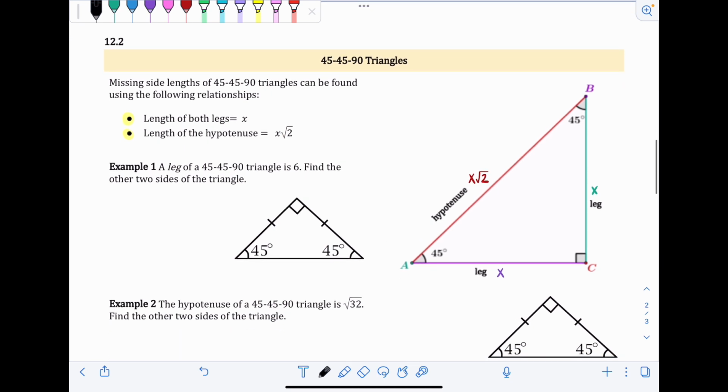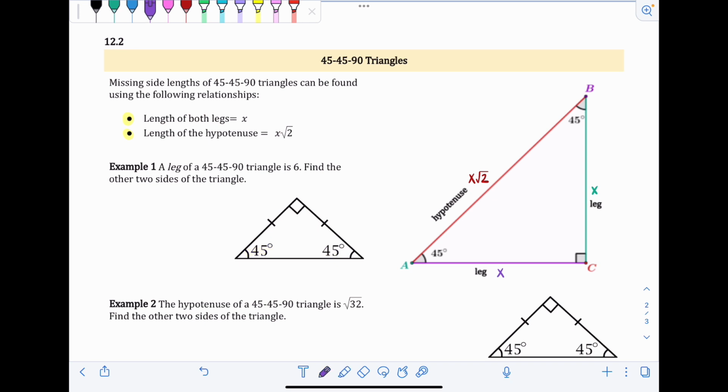Okay, so example 1, a leg of a 45, 45, 90 triangle is 6. Find the other two sides of the triangle. Notice that this triangle doesn't have the same orientation as the one over here. It's important to be able to recognize because not every triangle is going to be organized the same way. However, you see this has two 45-degree angles. It also has the two tick marks to show that the side lengths are the same, and the right angle. So you'd have to be able to identify, if it didn't tell you exactly, that this was also 45, 45, 90. Okay, so we're going to treat it the same way.